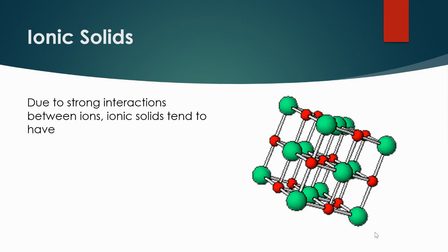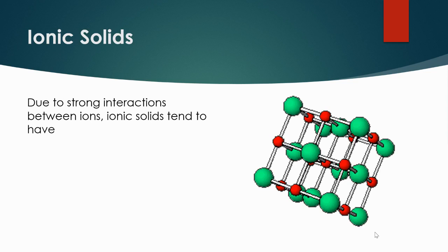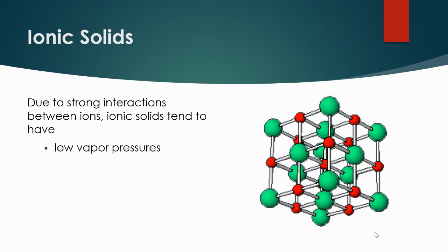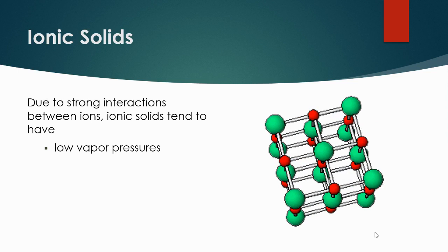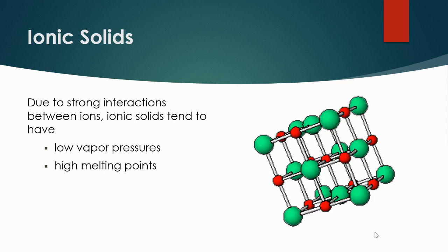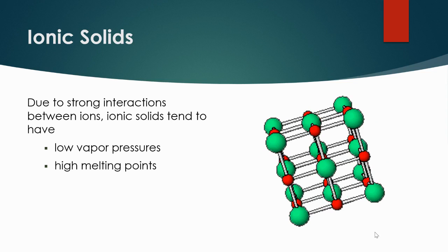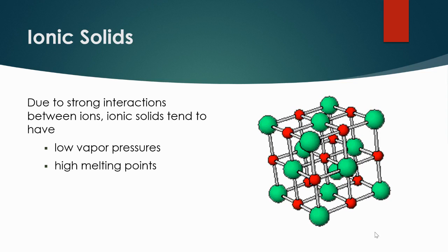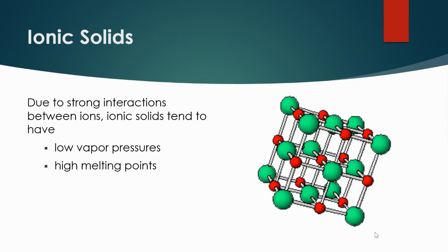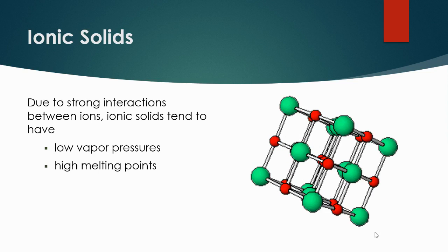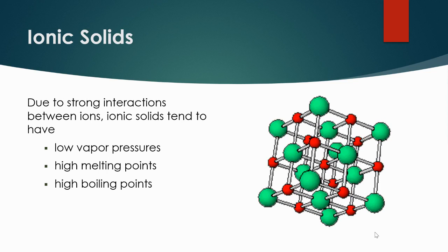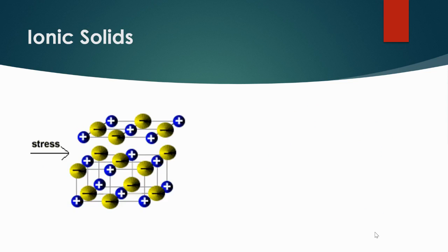Because of these strong ionic bonds between all of the ions in the solid, these solids tend to have low vapor pressures, meaning that the ions don't break apart and create a gas. A vapor pressure is simply the pressure of a gas above a substance due to evaporation or sublimation. High melting points. It's very difficult to melt ionic solids because all of the ions are attracted to each other with strong ionic bonds, so it takes a lot of energy to break them apart. And high boiling points for the same reason. The ions are very strongly attracted to each other.